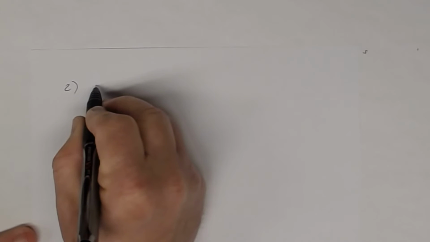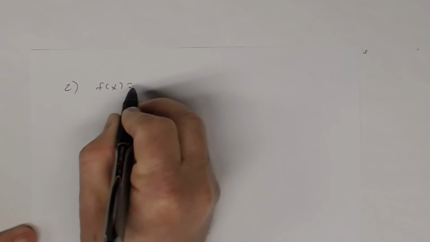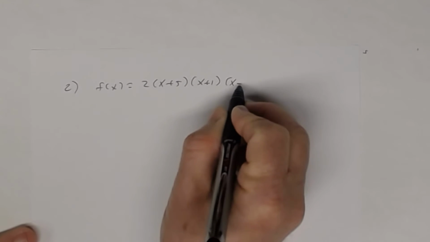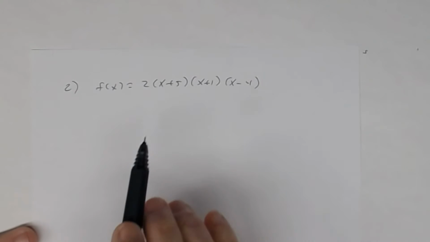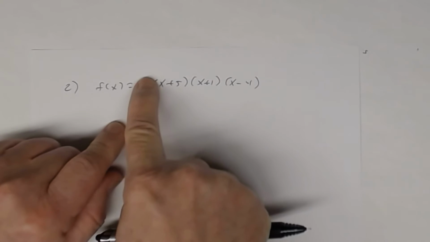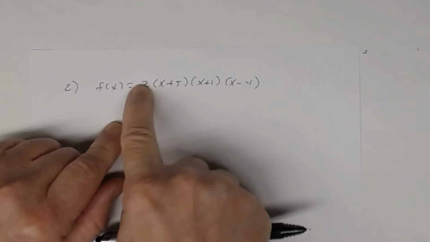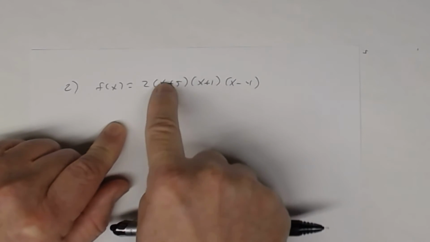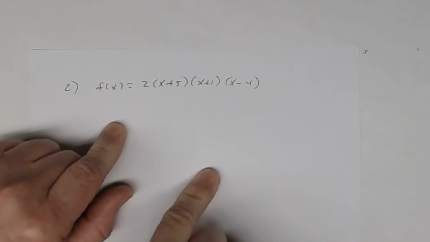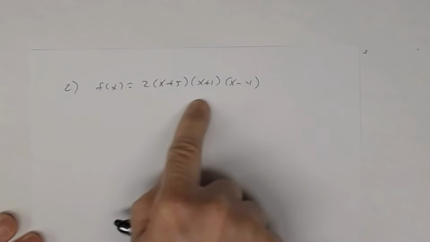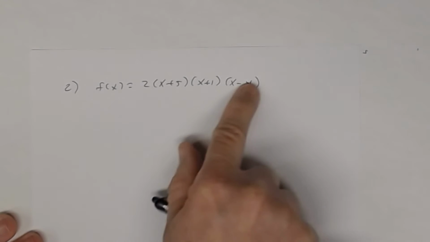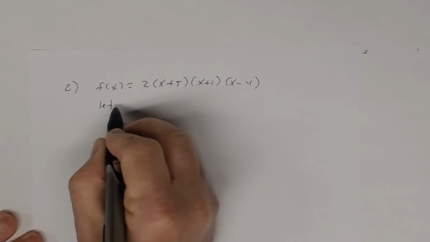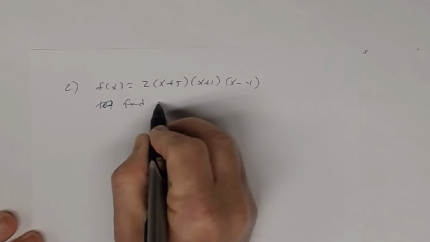So number 2, let's say we had f of x equals 2 times (x plus 5) times (x plus 1) times (x minus 4). All right, and notice in this particular one I have 4 factors. I have this 2, this numerical factor, and then all the other factors are variable expressions: x plus 5, x plus 1, x minus 4. And so if I want to find the x-intercept, I'm going to set this function equal to 0.